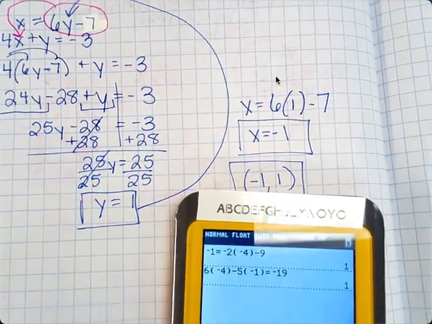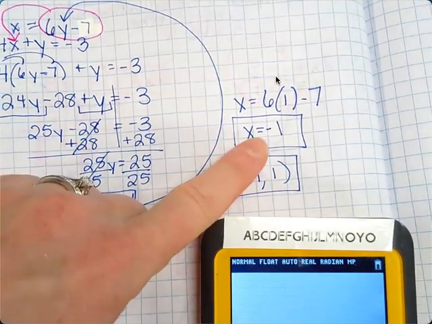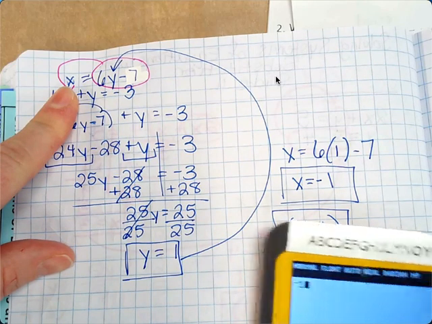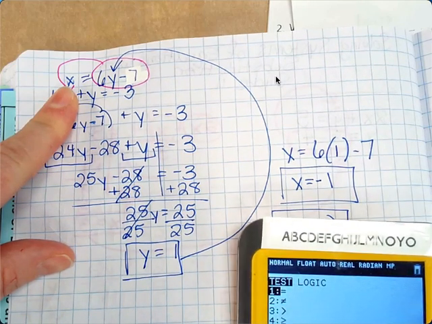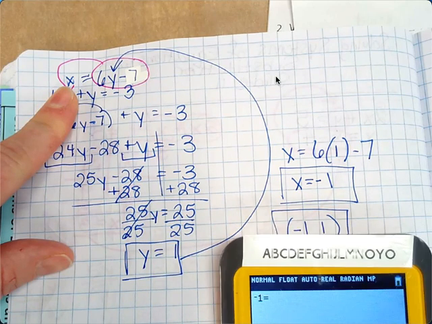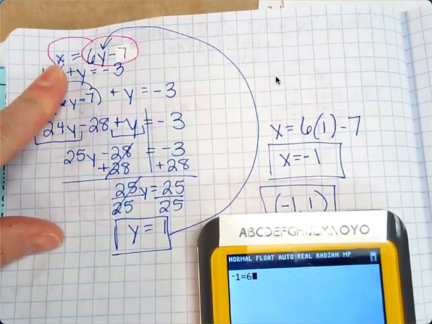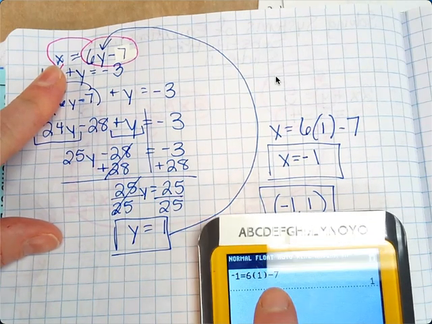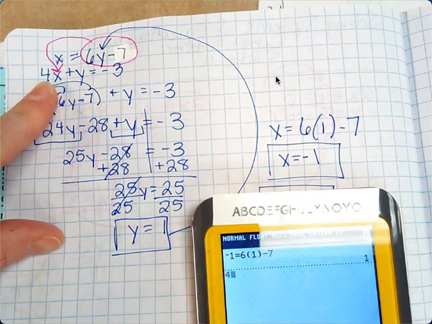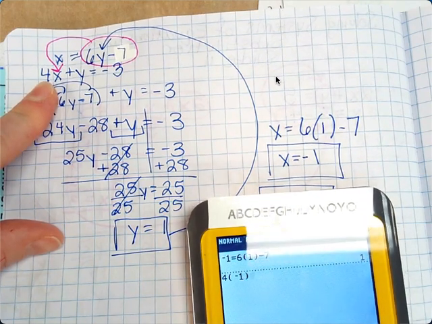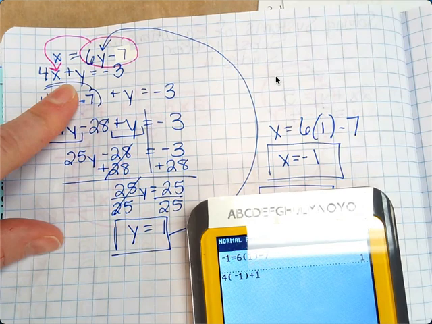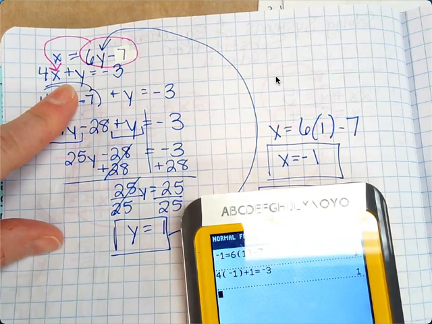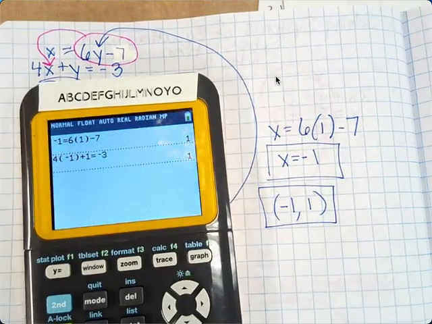Okay, so to check your answer, you would plug in -1 for x here. Look how much work you have to do. I'm doing it all in the calculator. It's like a lot of work, but it's easy. Okay, so that is true. Then we do 4 times the x, -1, plus 1 equals -3. So they both come out correctly.